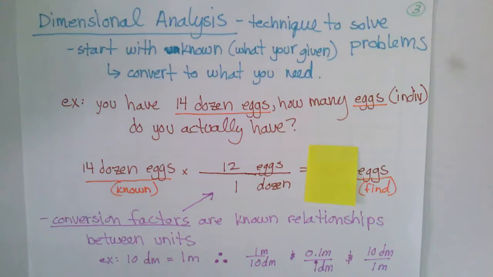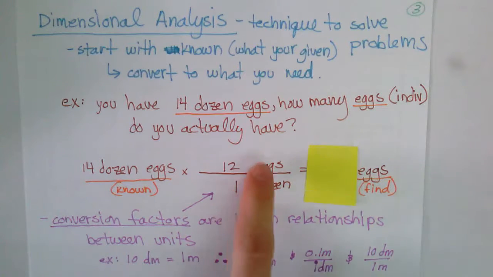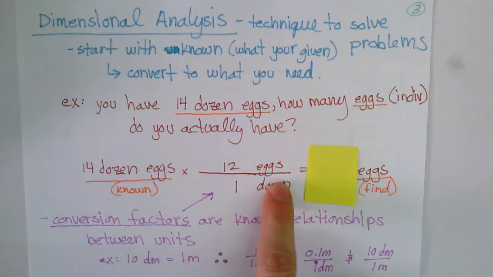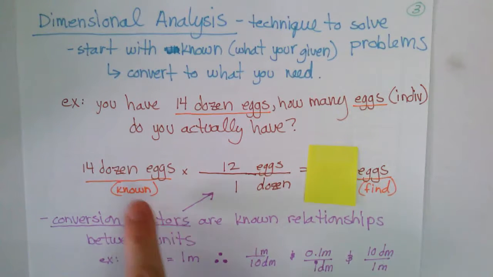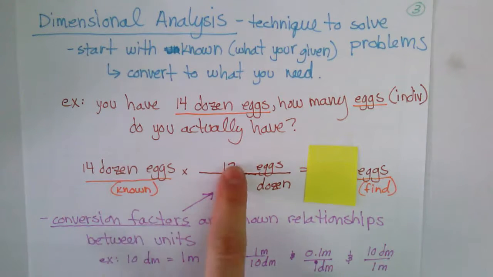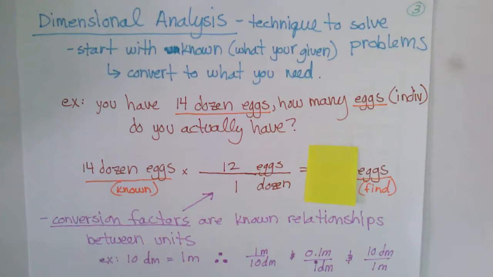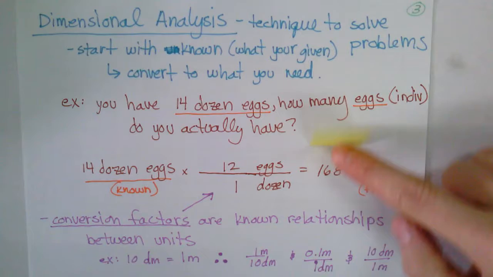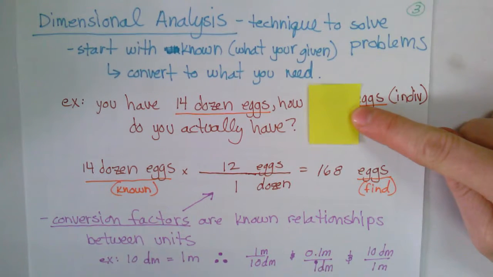So back up to our problem. A dozen eggs, 1 dozen equals 12 eggs. So I write it down in a fraction form, and 14 times 12 divided by, there's technically a 1 here, 1 times 1. So 14 times 12 divided by 1 equals how many eggs you've got. Okay, so if you've been practicing that, just following along, the answer is 168 eggs.